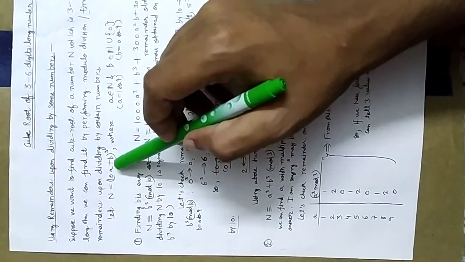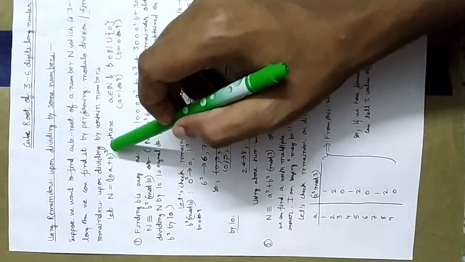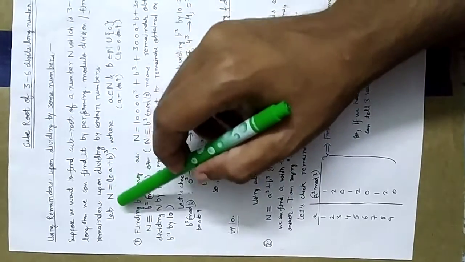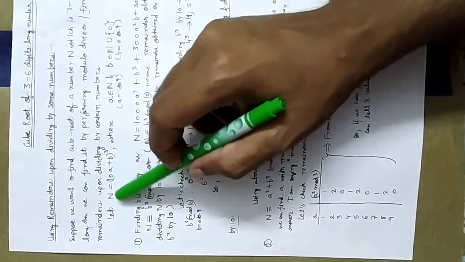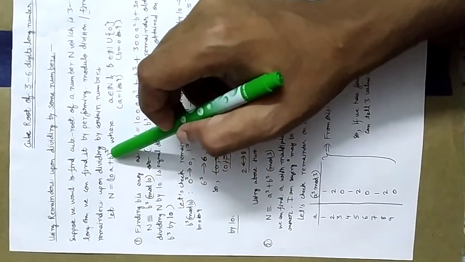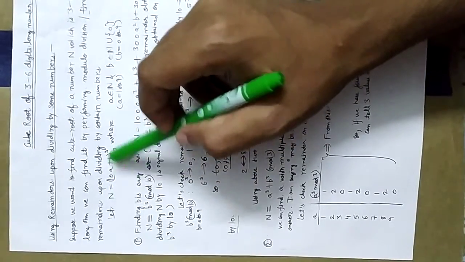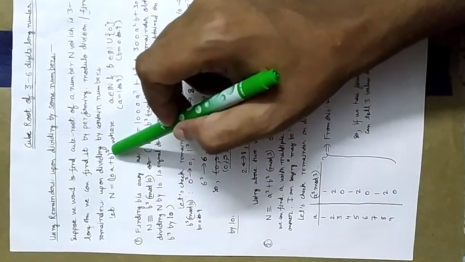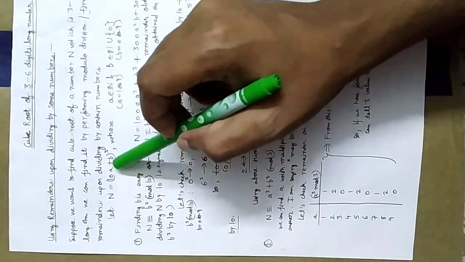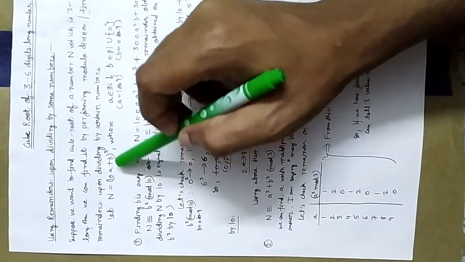So let n be a cube. n is equal to (10a plus b) cube. In general, we can take any n which may be a cube or may not be a cube. In case it is an integer cube, we can find it by this method.